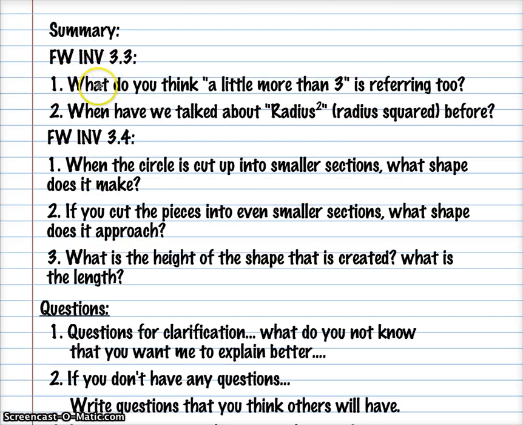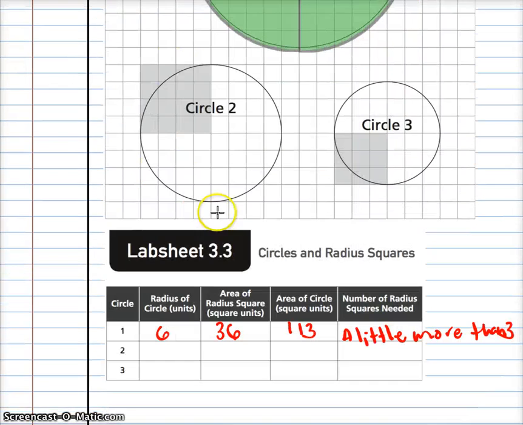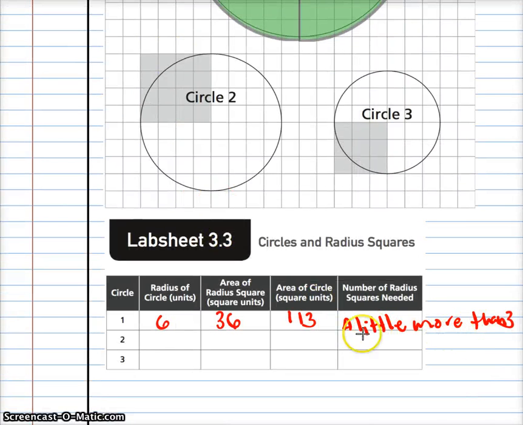In your summary, what do you think is a little more than 3 referring to? Now that's referring back to 3.3. Here we're talking about what does a little more than 3 refer to? What do you think this means? We've talked about this before, and if you're not sure, it was in Dragon of Pi when he was trying to put the crust on the pie, when he was trying to measure around the circle of the wheel. What does this represent?